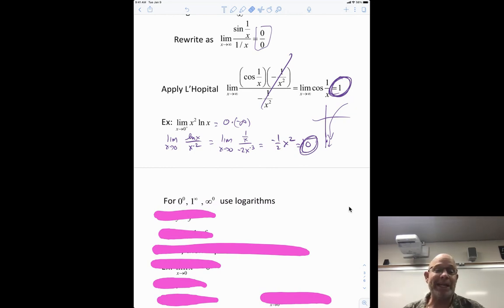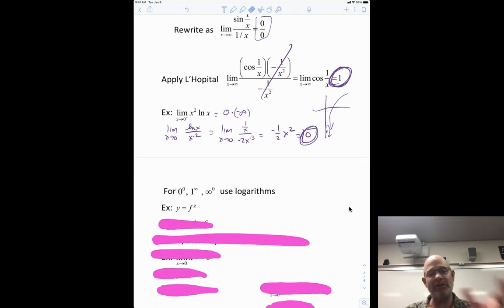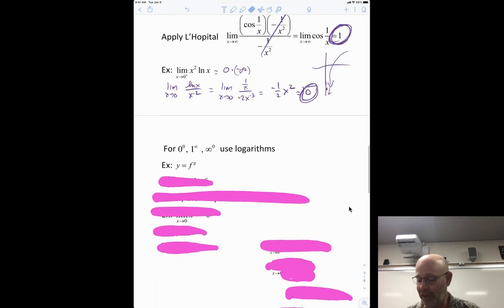The next three indeterminate forms are the ones with the powers, so they're all very similar: 0 to the 0, 1 to the infinity, and infinity to the 0. We're going to use logarithms. What we're going to do is call it y, because we're going to take the natural log of both sides.